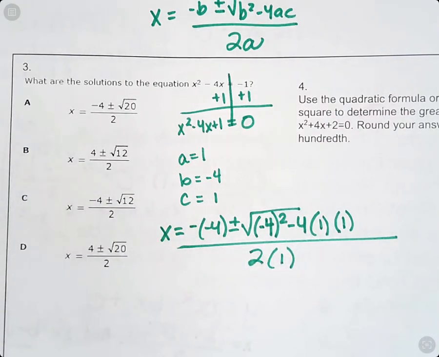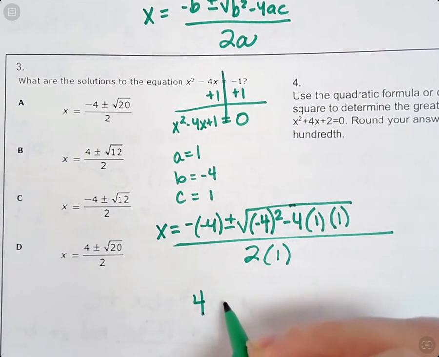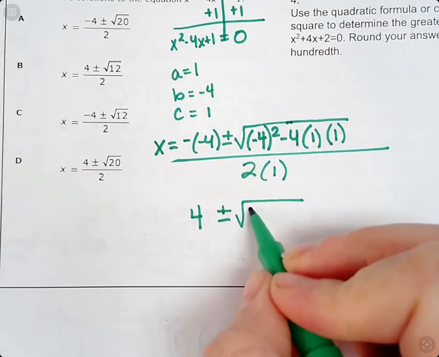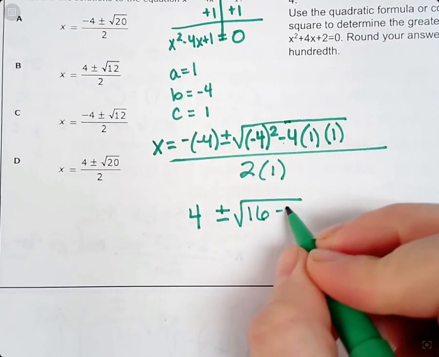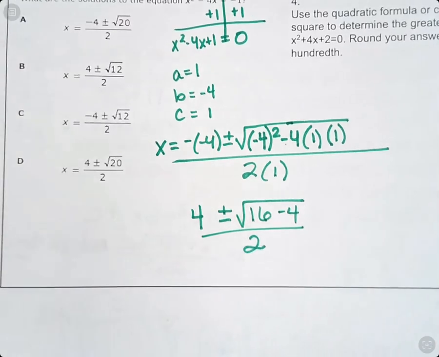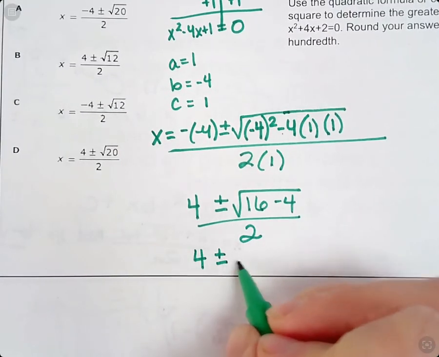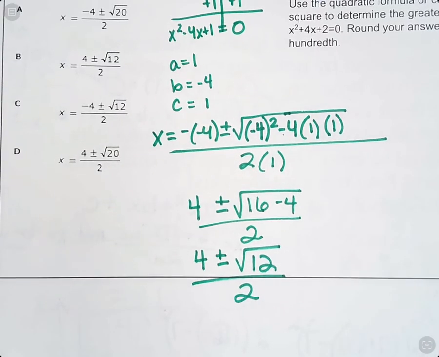So it's either B or C, so it's either B. Yeah, because that would be 4, right? Positive 4 plus or minus square root of negative 4 squared, and then minus 4 times 1, over 2. 4 plus or minus square root of 12 over 2. That's it.